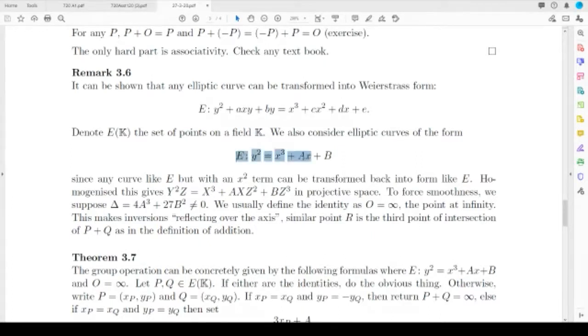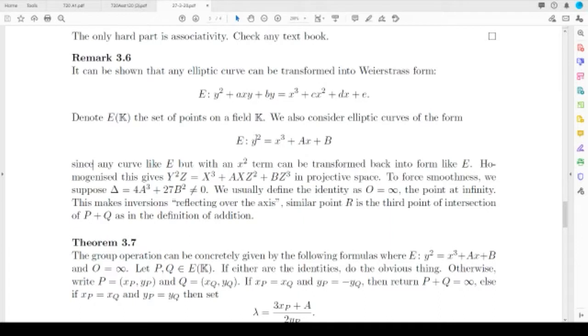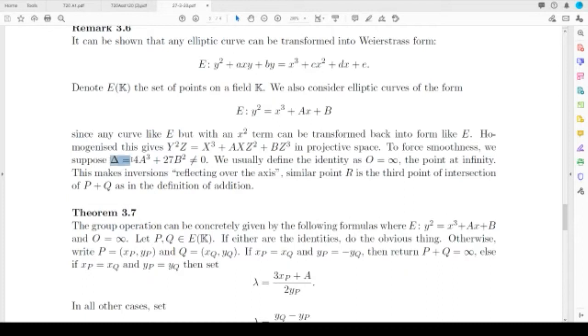The reason why we do something like this is because we get rid of every other y term, and if we had an x squared term here, then we can always transform it back into this form, I think by a linear transformation. So you substitute something into x, something into y, and you get something of this form here. Remember that we want the curve to be smooth. So to ensure there's no singularity, we take the discriminant, this thing here, 4a cubed plus 27b squared, to be non-zero. And normally we also define the identity to be the point at infinity, because this makes things a lot easier. And I'm going to show you why it makes things a lot easier.